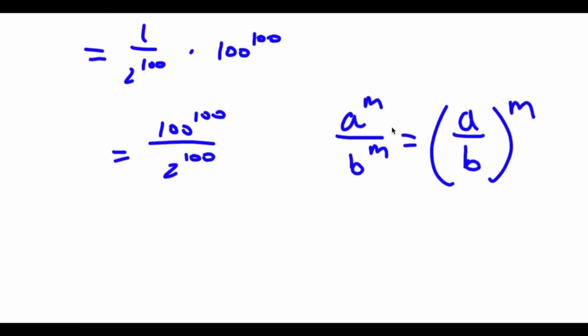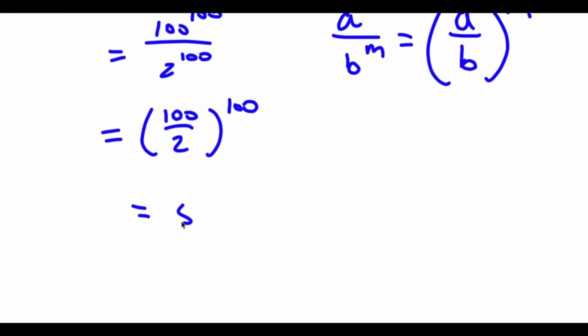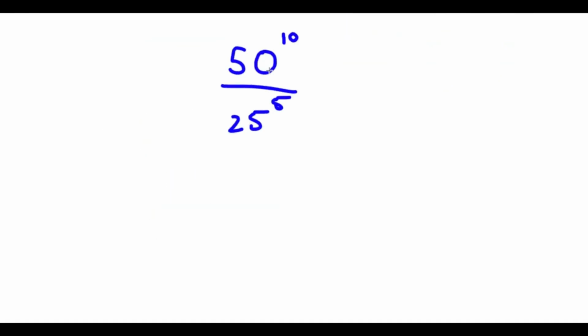So we are technically, in this case, factoring out our exponent here, because let's say we had 5x plus 15, we would be factoring out 5, right? So in this case, we are factoring out our exponent because both terms share the same exponent, and in this case, both terms share the same factor. So now this would equal 100 over 2 to the power of 100. 100 over 2, this is equal to 50, so I have 50 to the power of 100, and this is our answer. So I have 50 to the power of 10 over 25 to the power of 5.